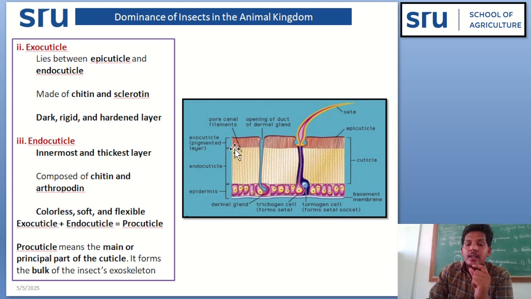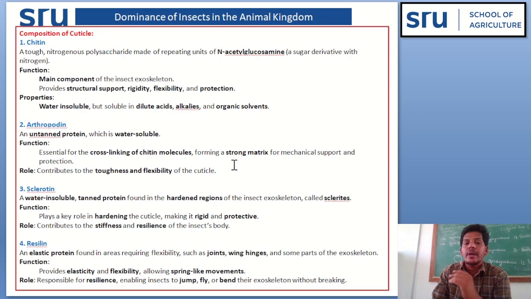We call the exo- and endocuticle combined the procuticle. Procuticle equals exocuticle plus endocuticle. Why do we call it procuticle? Procuticle means the main or principal part of the cuticle, and it forms the bulk of the insect's exoskeleton. That's why it is named procuticle. So in the cuticle, 3 layers we discussed: epicuticle, exocuticle and endocuticle. The next layer of the body wall is the epidermis.